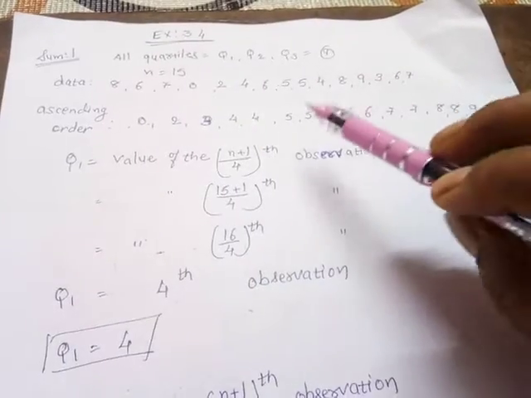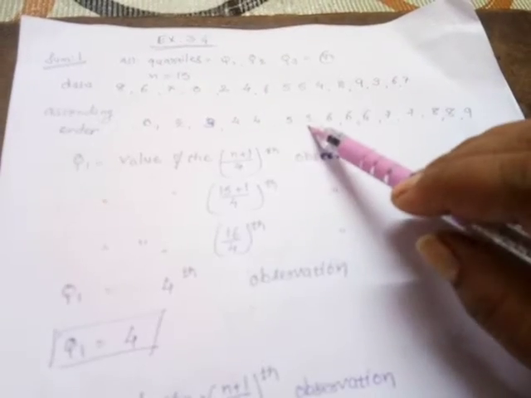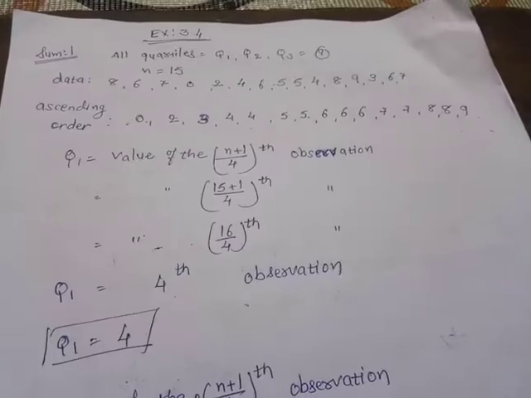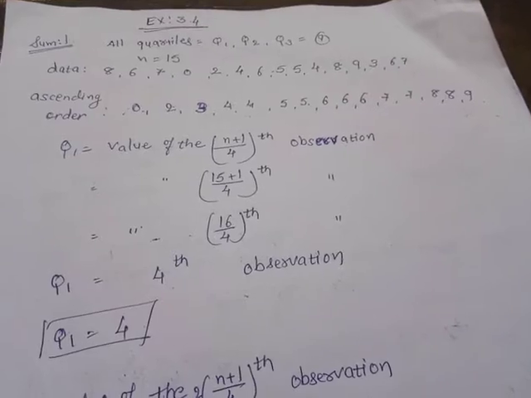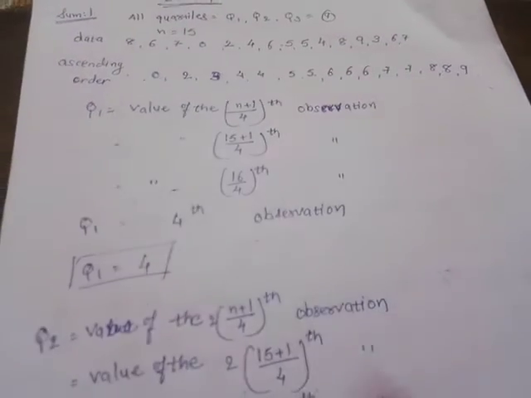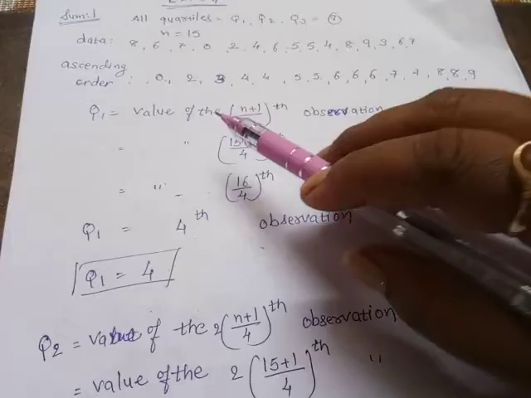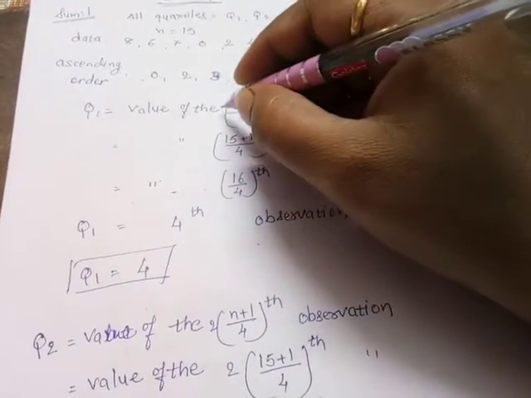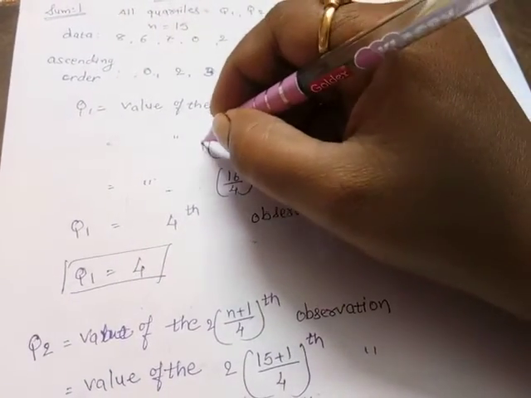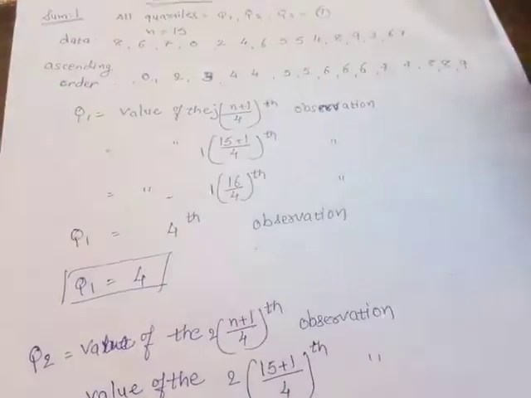See, 5 number, that is 2 times, 6 number, that is 3 times, 7 2 times, 8 2 times. Now this is raw data. We write down the formula for the raw data: value of the (n plus 1) upon 4. Here we have to write down j, here it is 1 only.